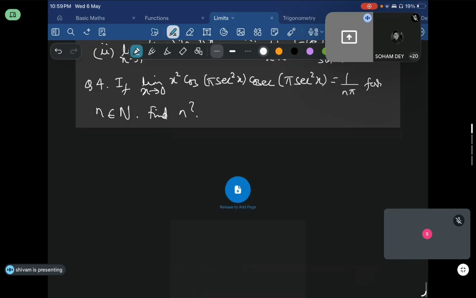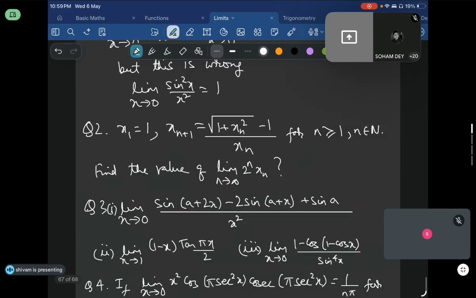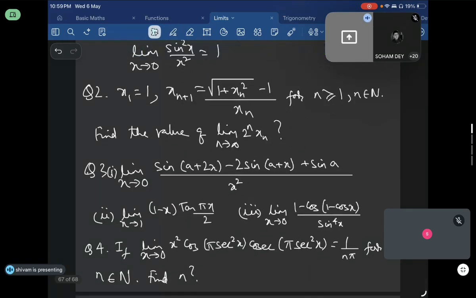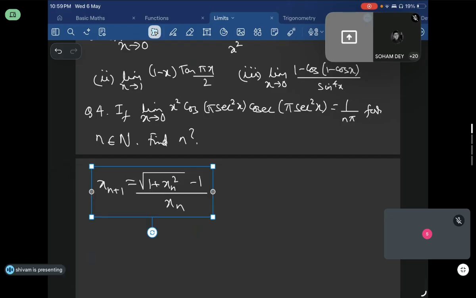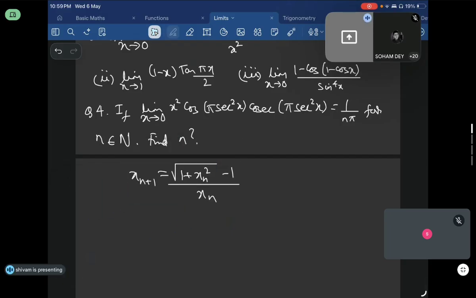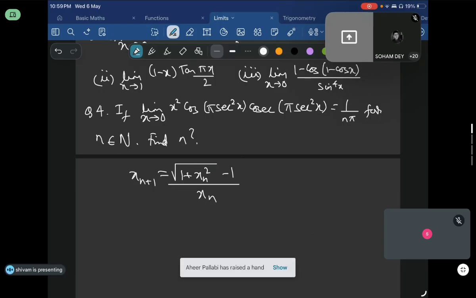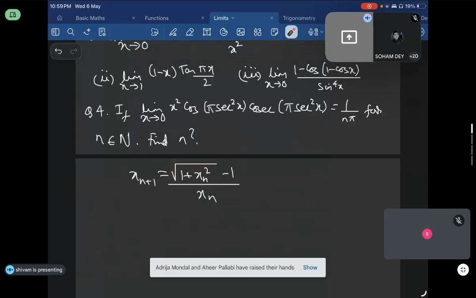Okay, let us start with number 2, everyone. Pay attention. It's an interesting problem. x1 is equal to 1, x(n+1) is equal to root over (1 plus xn square) minus 1, upon xn. So tell me, everyone, what should we substitute in place of xn? By looking at the expression, what do you think we should place?